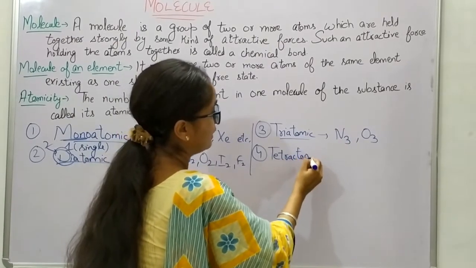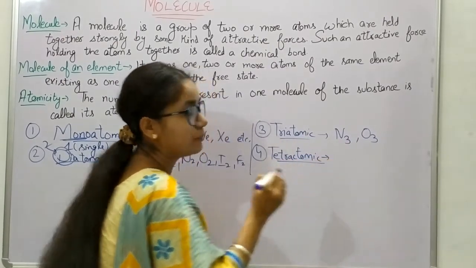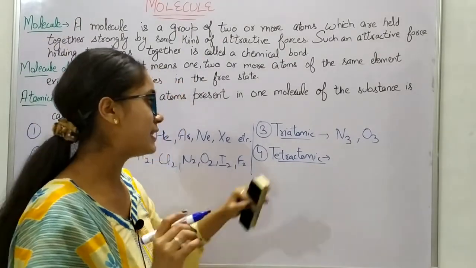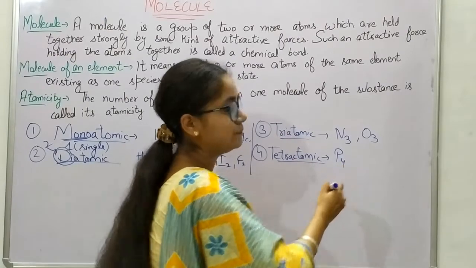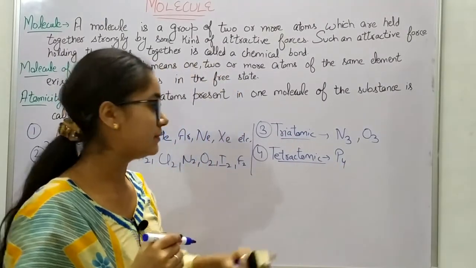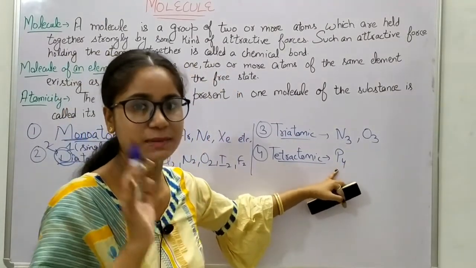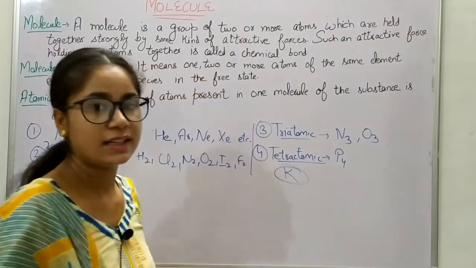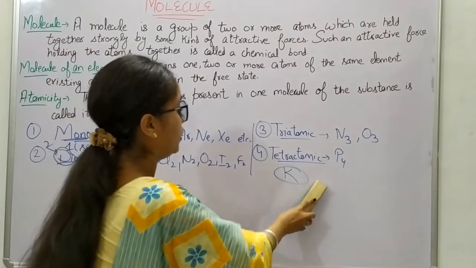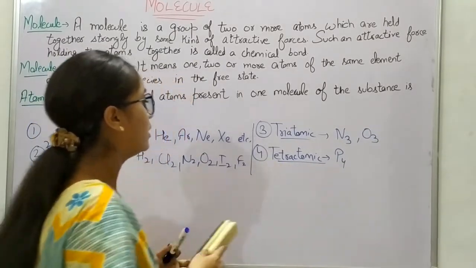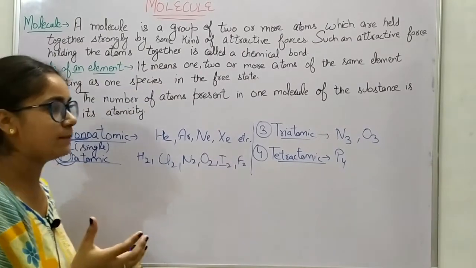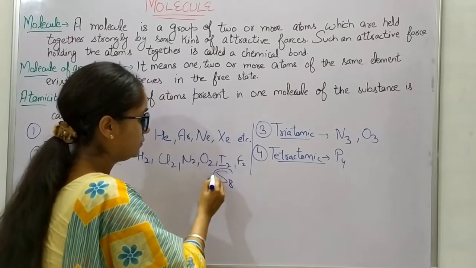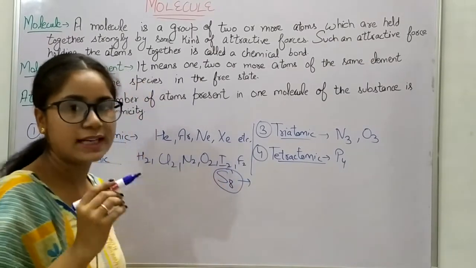Tetraatomic, tetra means four, that means four atoms would be grouped together to form a molecule, and the best example for it is potassium. Phosphorus, not potassium, it is phosphorus. Potassium refers to the K. The phosphorus one is the tetraatomic molecule. Then comes, as I had given an example earlier in this video, S8. This is an octaatomic molecule.